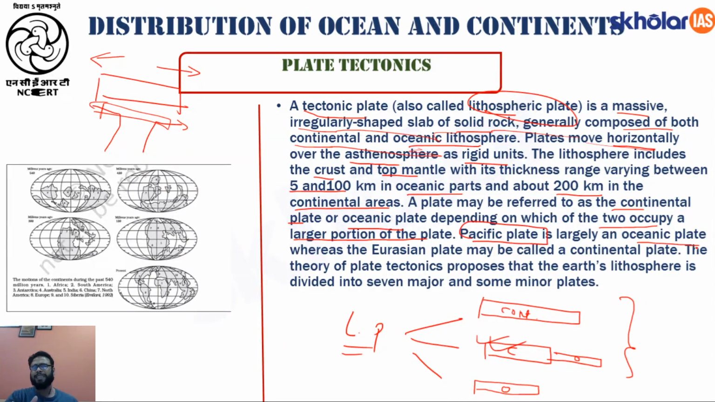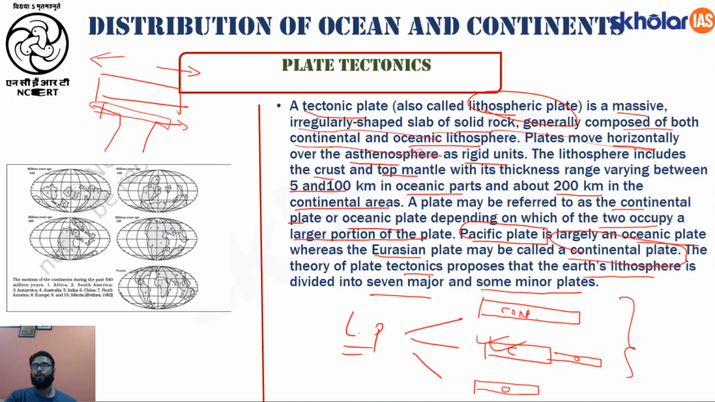It does not necessarily mean that it is made up of only oceanic plate, but it also has certain portions of continental plate, but largely it is made up of your oceanic plate, therefore we call it as the oceanic plate, right? Whereas Eurasian plate, it is mostly made up of your continental plate, therefore we call it as a continental plate. The theory of plate tectonics proposes that the Earth's lithosphere is divided into 7 major and some minor plates.